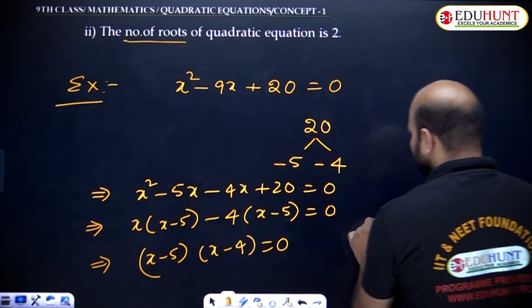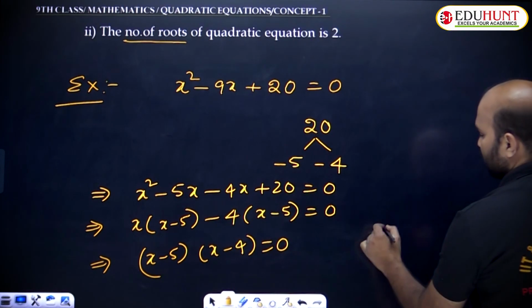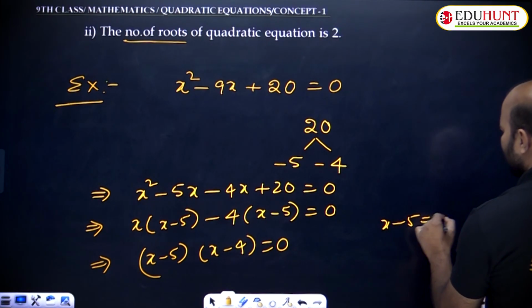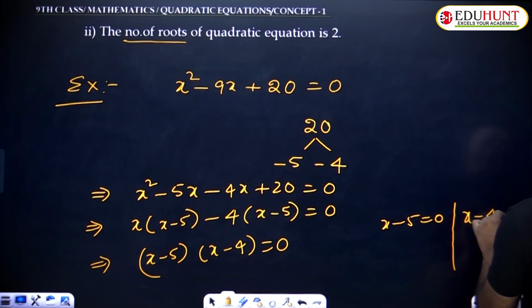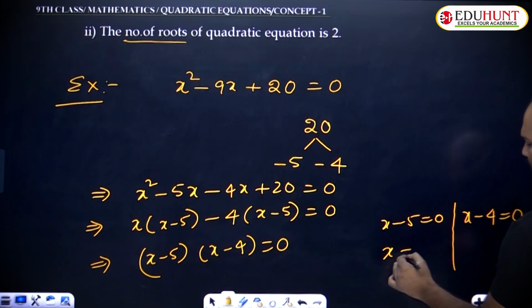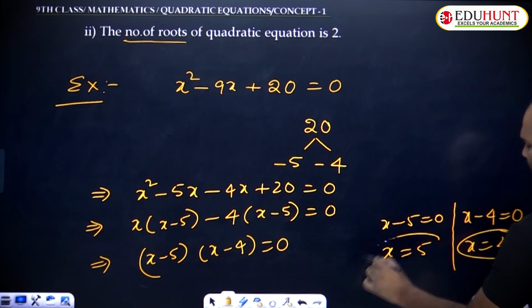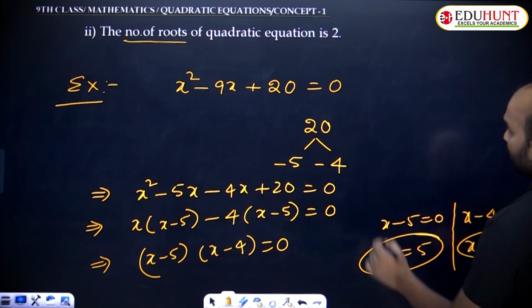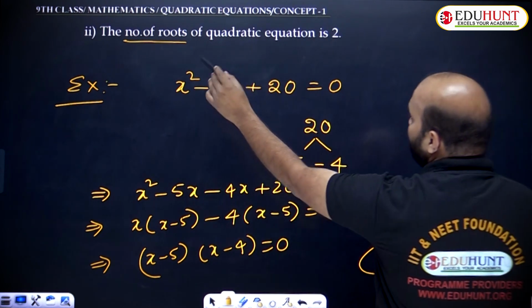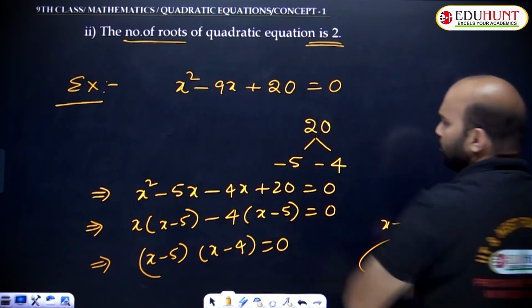That means x minus 5 equals 0 as well as x minus 4 equals 0. So what is the x value? x equals 5, and here x equals 4. So the x values are 5 and 4, which means the number of roots of the quadratic equation is 2.